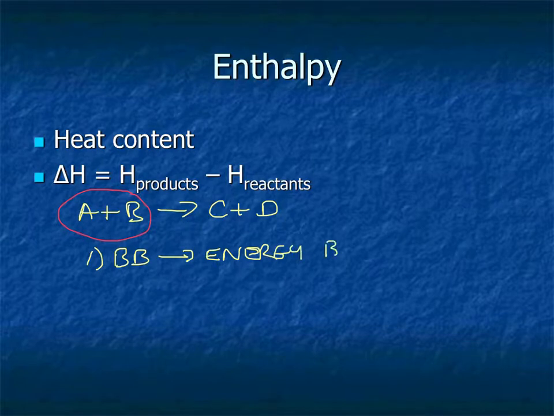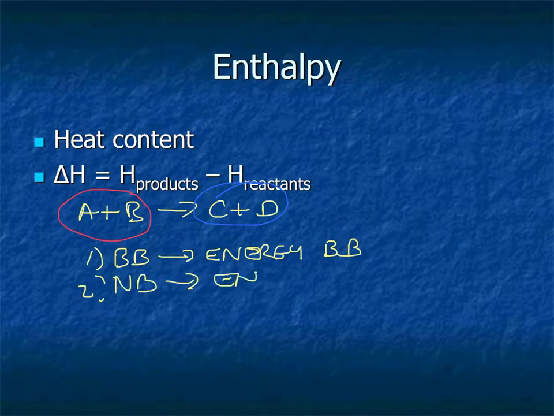There's an energy to break bonds. And then the next thing we have to do is form C and D, and there's an energy associated with that, so that's new bonds. The difference between the two energies is going to tell you whether you have to add energy to make the reaction work, or whether you get energy out when you do the reaction. Let's look at it this way.